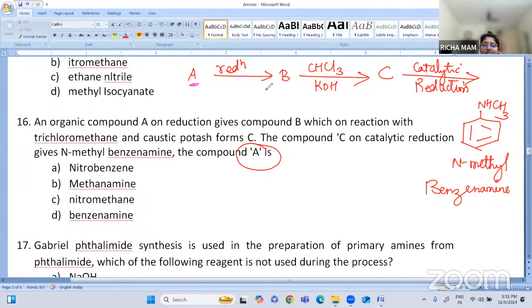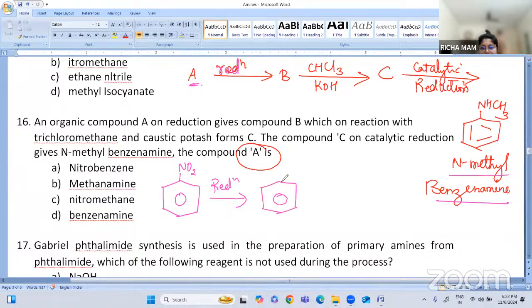So what are all the steps? Here A is reduced. Before that, after doing catalytic reduction, I'm going to get the N-methyl benzenamide. So if I take A as nitrobenzene, let us see. If I do reduction, what am I going to get, students?